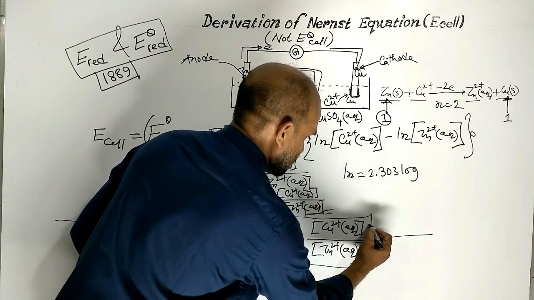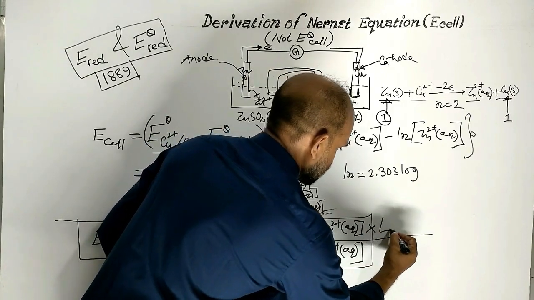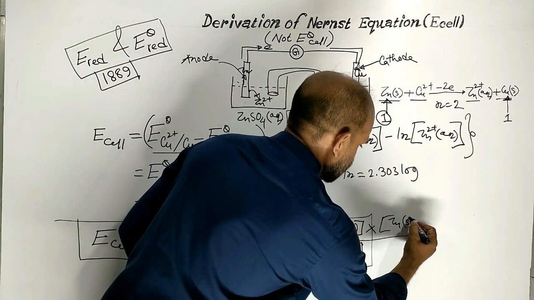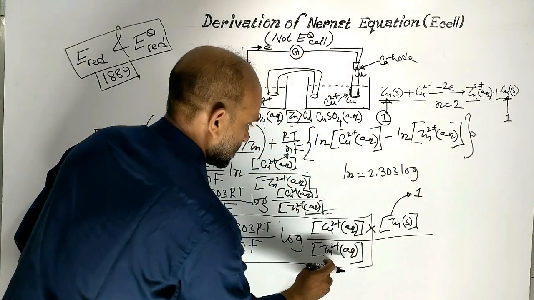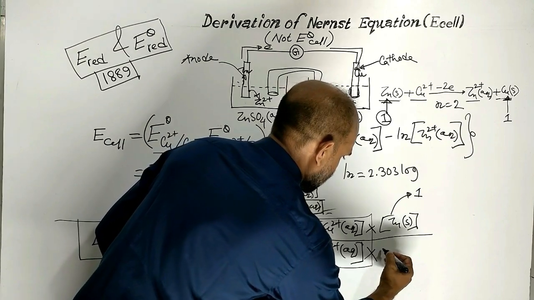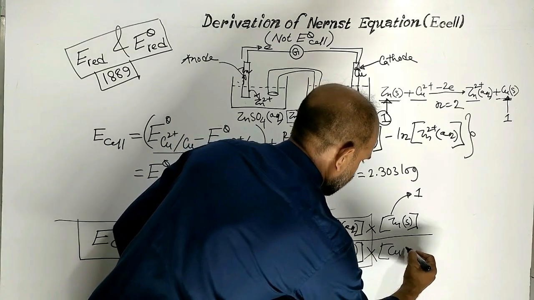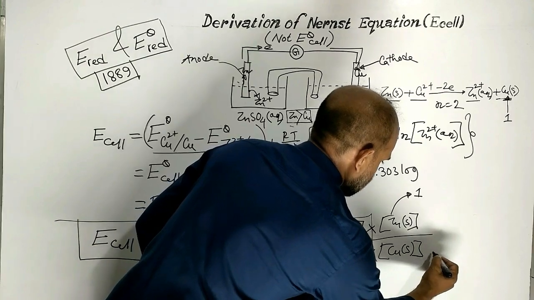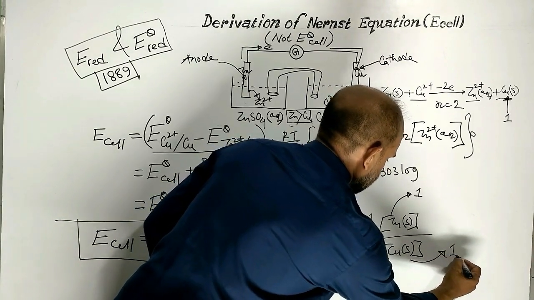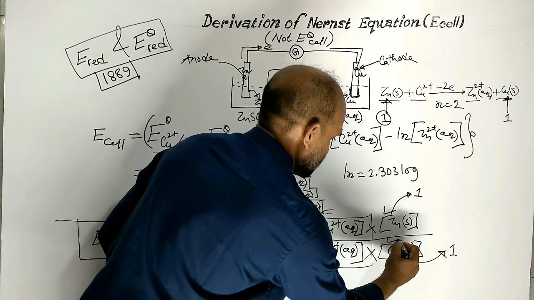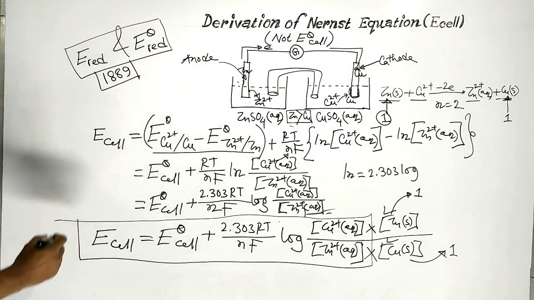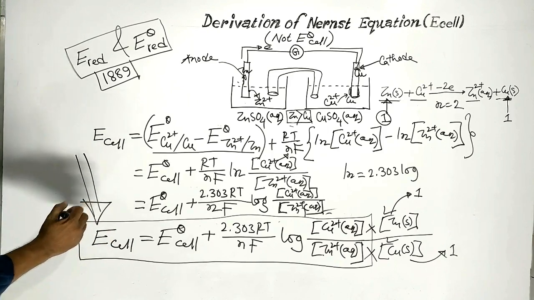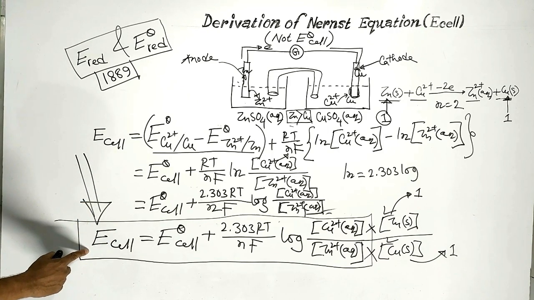Actually, it will be times concentration of metallic zinc, its activity is 1, times concentration of metallic copper, its activity is 1. That is why these two are not written. So this is the Nernst equation to calculate non-standard state E cell.